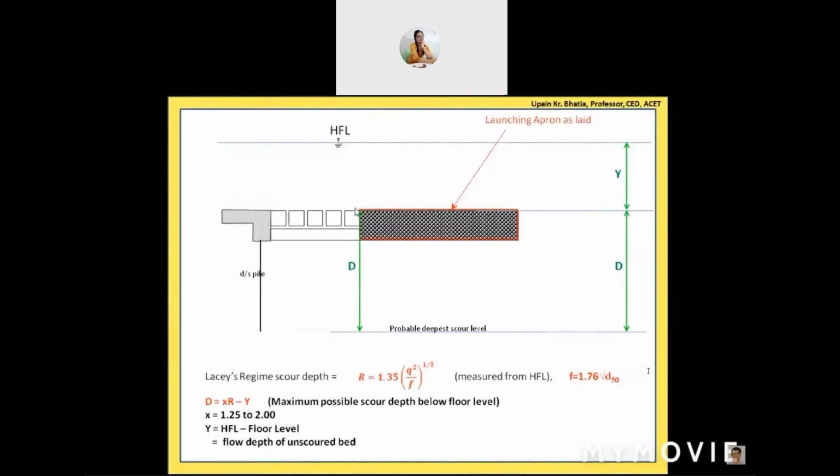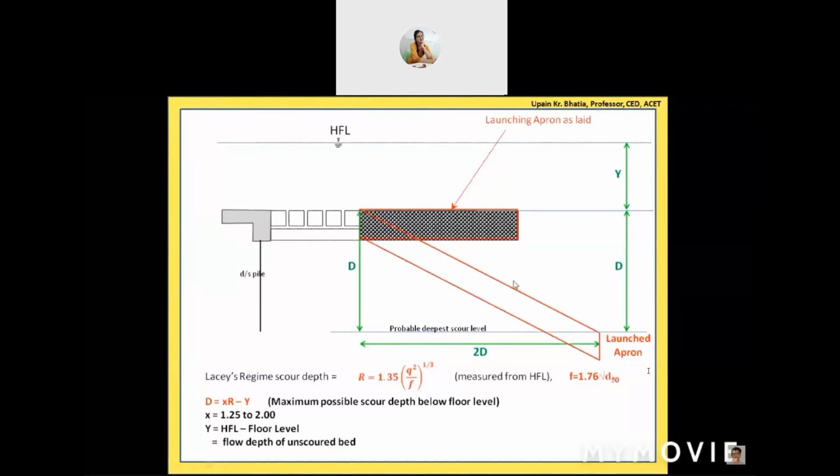If the deepest scour level is there, then this depth D is the same as here. And if you see a point over here which is at a 2D distance from the initial level of this launching apron, because it has to launch itself at a slope of 2 horizontal to 1 vertical. So twice D here and 1D over here. So this will be the slope, like this. In the case of flood, it will launch itself into this position. So this is the launched apron, and the launched apron will be of this shape.